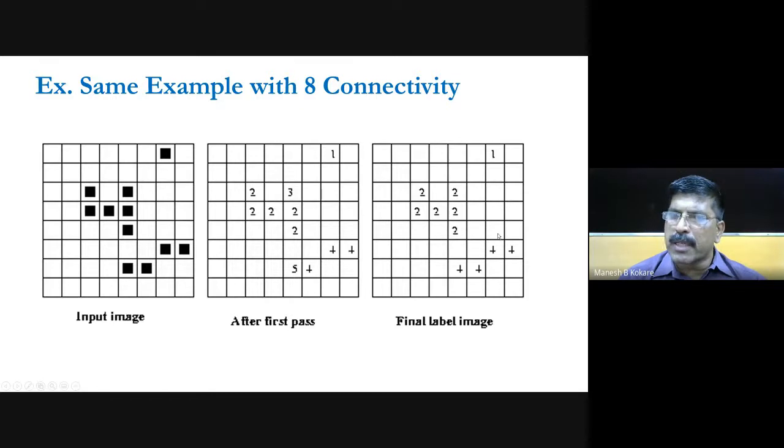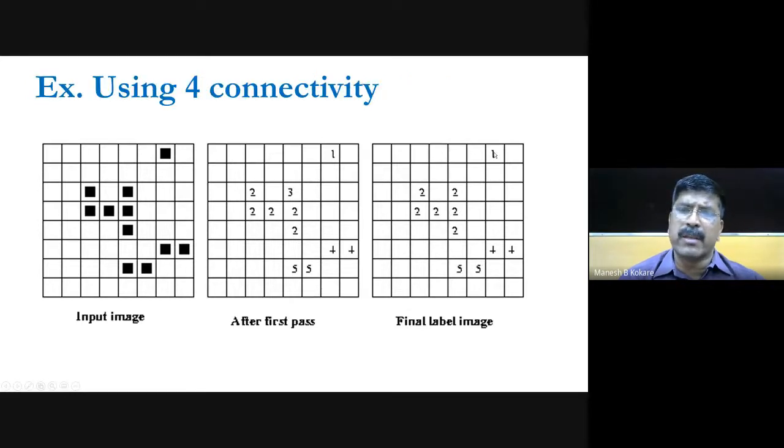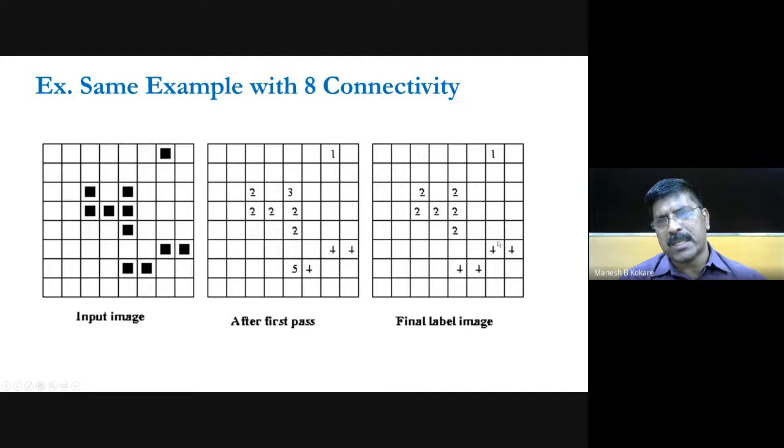So how many different regions are there? Actually there are only 3 different regions. This is one region, this is another region, and this is the third region. So with 8 connectivity, you can find the correct number of regions. So there are 3 regions. But with 4 connectivity, you get 4 regions. So this is considered one region, this is another region, this the third region, and this is the fourth region. But these pixels are connected diagonally. So with 8 connectivity, you will see that this is considered as one region.